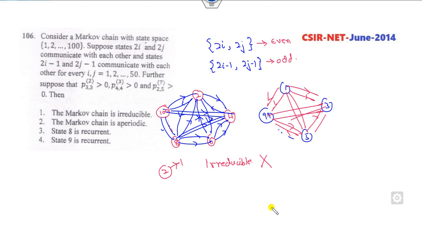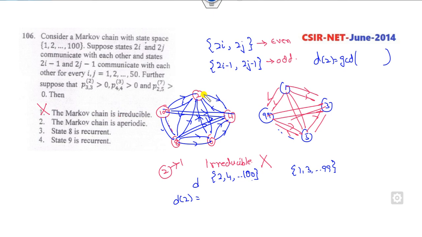So the Markov chain is reducible, so irreducible is cancelled out. Is it aperiodic? Because all are in the same communicating class, 2, 4, 6 up to 100 are one class, and 1, 3 up to 99 are another class. If I find the period of 2, that is the period of the rest of them. So what is the period of 2? It is the GCD of the possible path lengths. 1 here, that's the only way, so 2 is one path length.